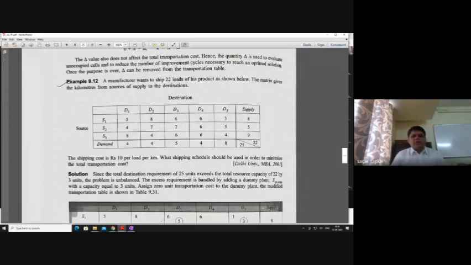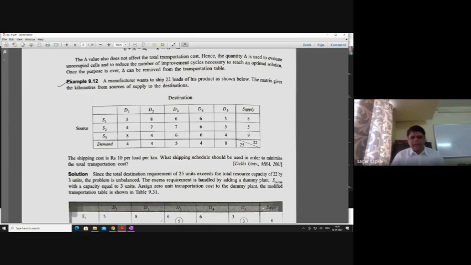A manufacturer wants to ship 22 loads of his product as shown below. The matrix gives the kilometers from sources of supply to the destinations. So the sources are given as S1, S2, S3. The destinations are given as D1, D2, D3, D4 and D5.